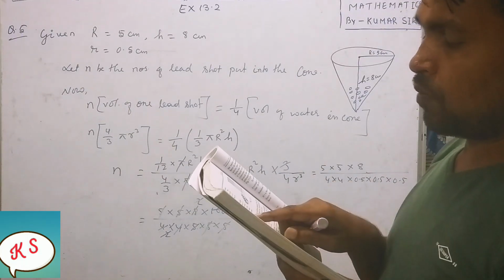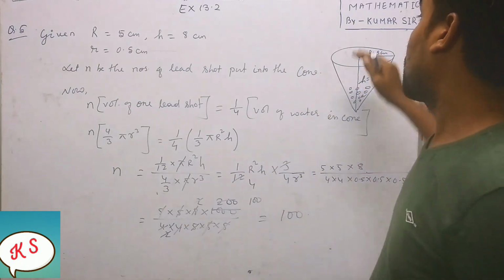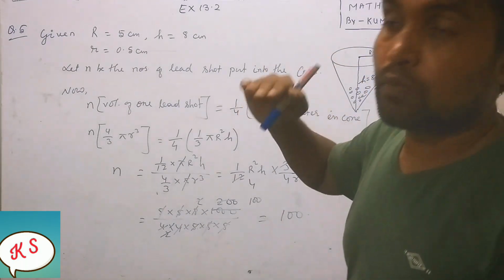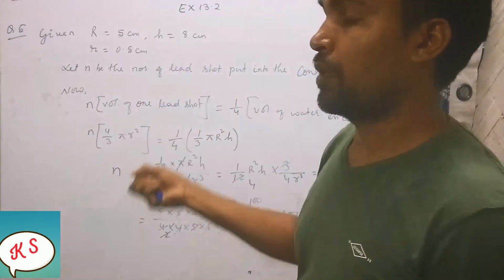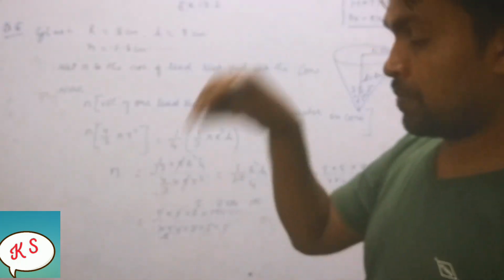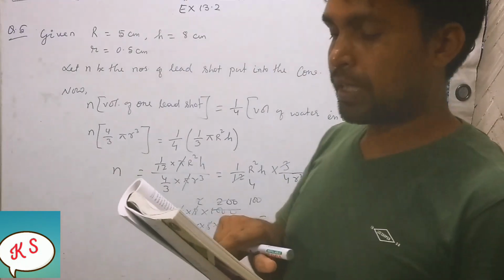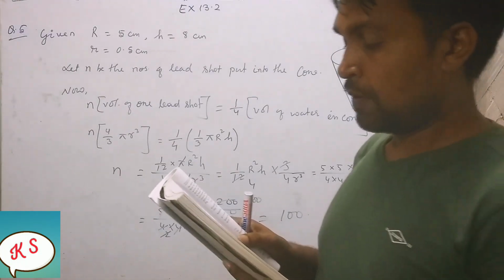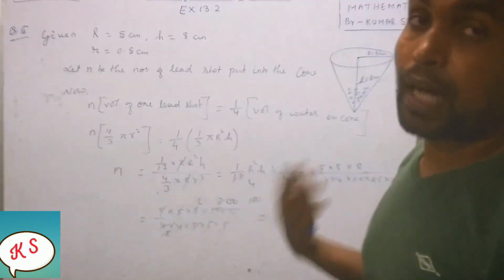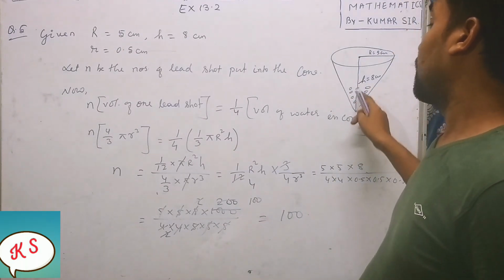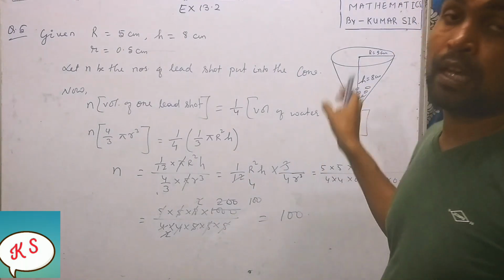And 1/4 of the water flows out. So whatever water is there, 1/4 of that water has flown out when we keep these small spheres in the conical vessel. Now they are asking us to find the number of lead shots dropped in the vessel. So we are asked to calculate how many lead shots are there in the vessel.